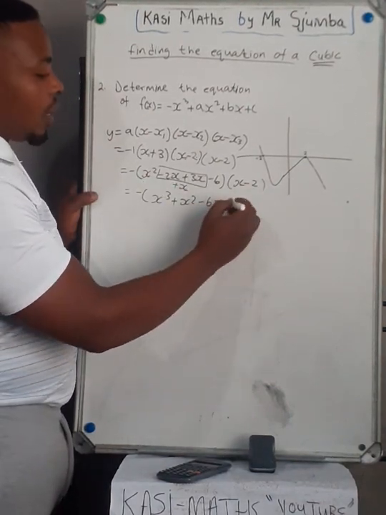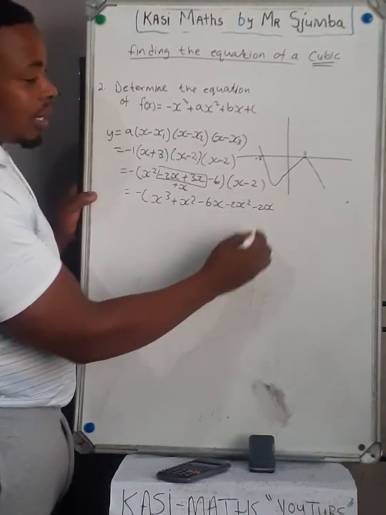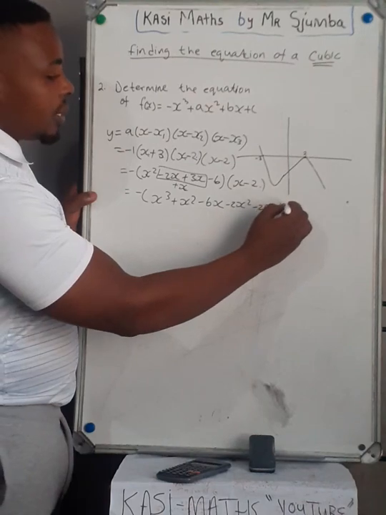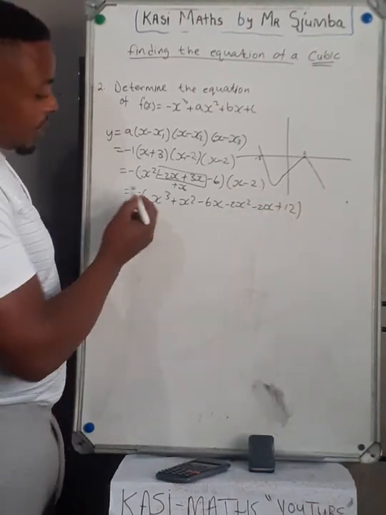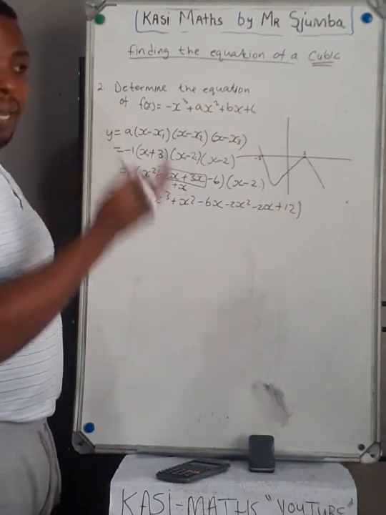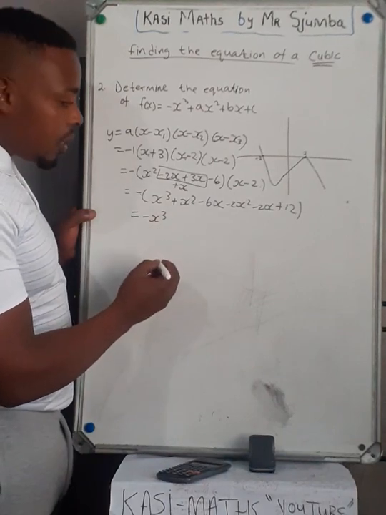-2 times x squared is -2x squared. -2 times x is -2x. And then -2 times 6 is +12. Then we close the bracket. Then what remains is the minus, which must go inside. So here it will be -x cubed.